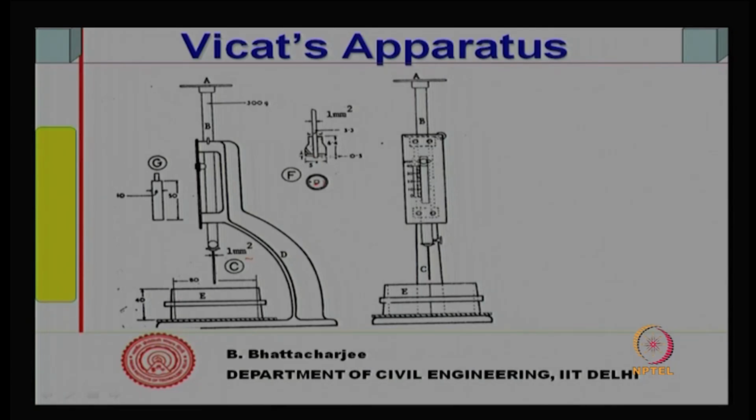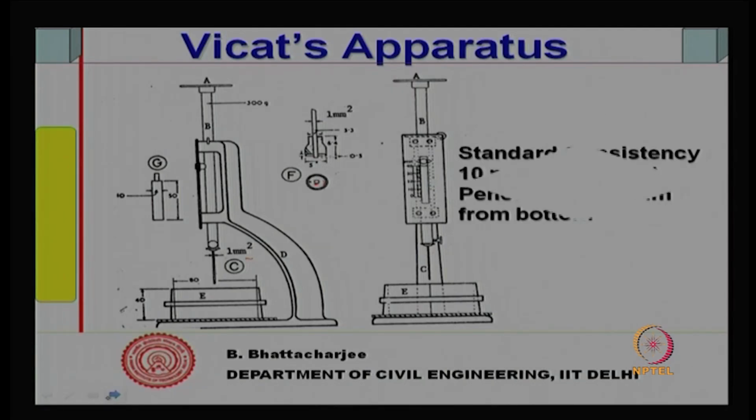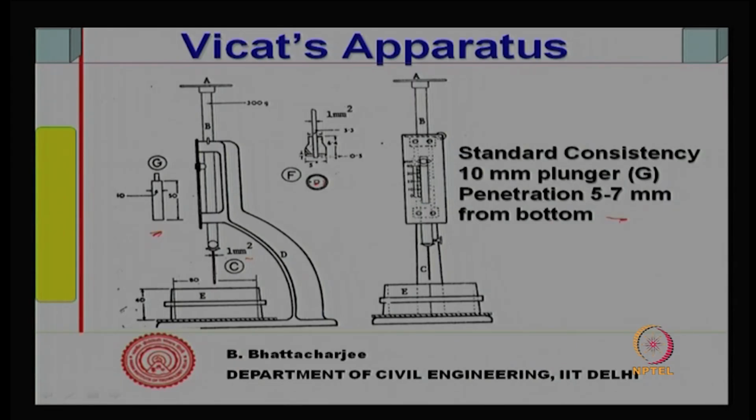So, let us see how standard consistency is determined. One can lift this needle up and place it just on top of the cement paste here, and allow it to drop on its own. Standard consistency is determined by this 10 mm plunger, and the penetration should reach 5 to 7 millimeter from the bottom. So, find out the water content at which 5 to 7 millimeter from the bottom is reached.